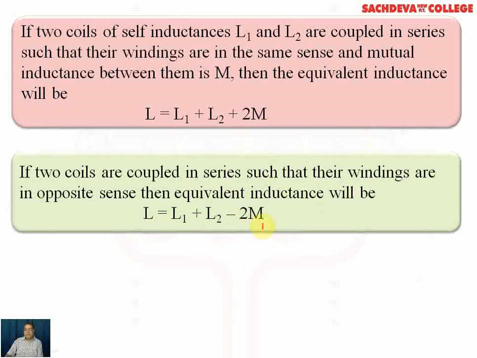So what exactly have we seen? When the coupling is done in the same sense, we have to add 2M, and whenever the coupling is done in the opposite sense, we have to subtract 2M, but L1 and L2 are added together, and either we add 2M or subtract 2M depending upon the sense in which the windings are done. If they are done in the same sense, then we are adding 2M, but if the coupling is done in the opposite sense, then we have to subtract 2M.